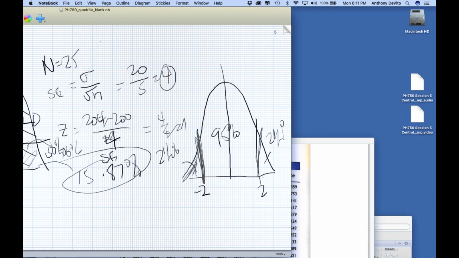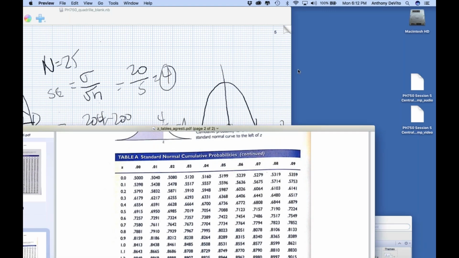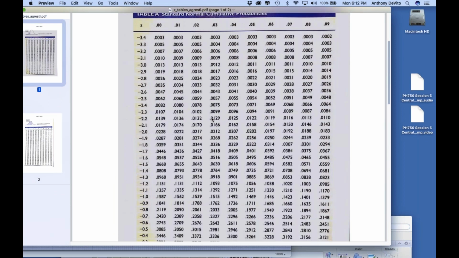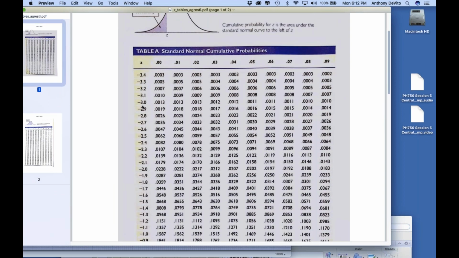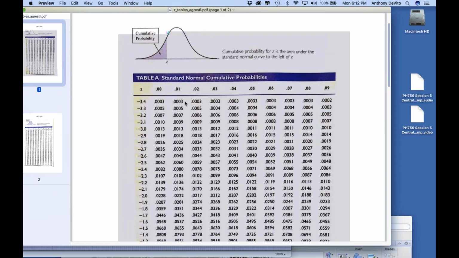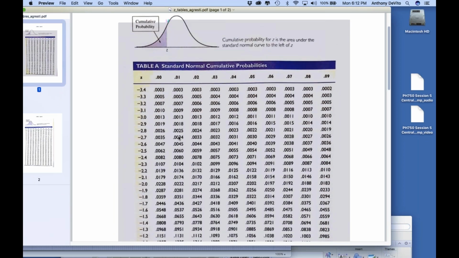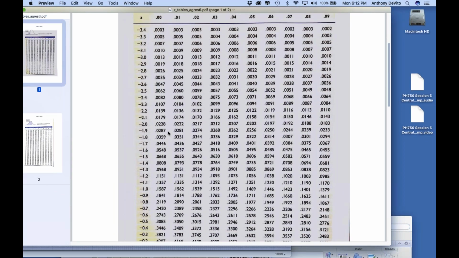So we need this area to be 2.5%, 0.025, right? Okay, so let's go to our z-table. For the first one, we're going to use this one because we're interested in the area below, to the left side, or negative z-score. So a negative z-score of 2.0 represents not 2.5%, but 0.0228.